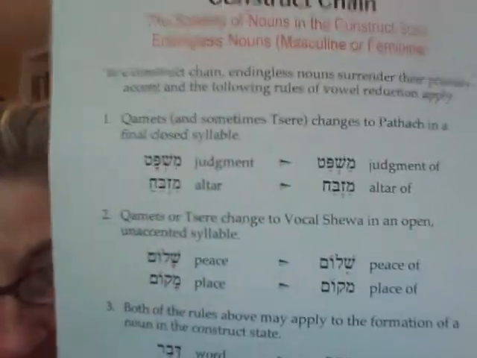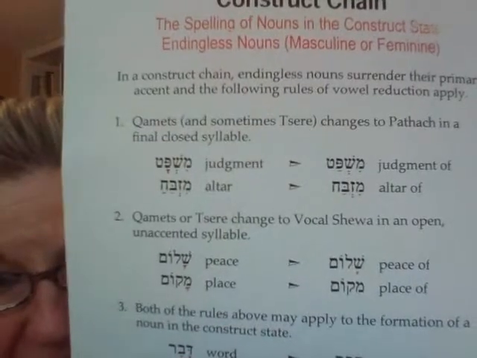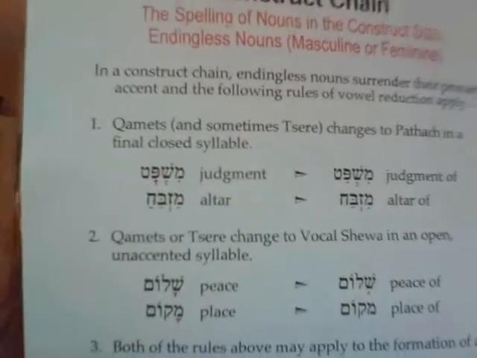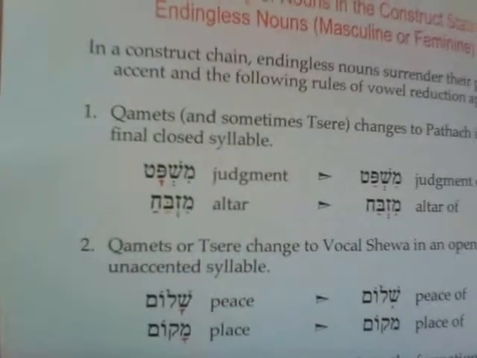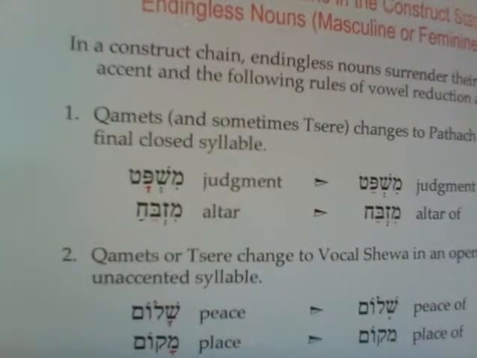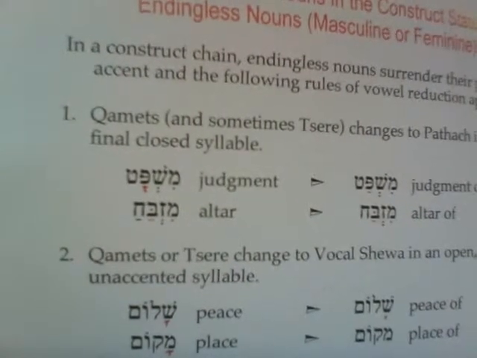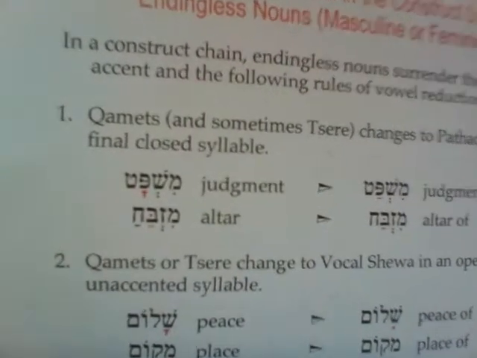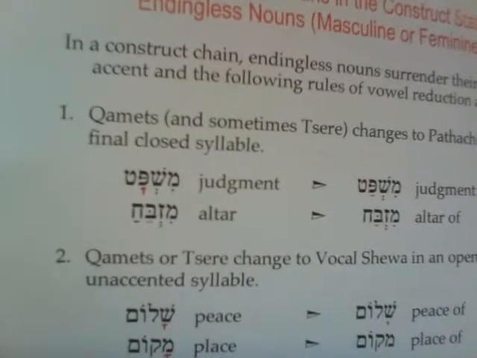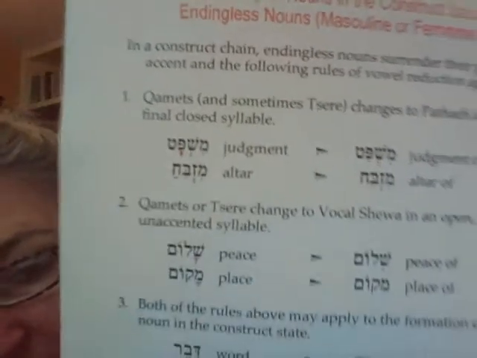Now, the second rule is that the qamets or tsere change to a vocal schwa in an open, unaccented syllable. Here we have shalom. You have a two-syllable word, and the first syllable is open with a long vowel. Once that word surrenders its accent, that syllable can no longer take the long vowel, and therefore it reduces to a short vowel. And that's what you have here with shalom.